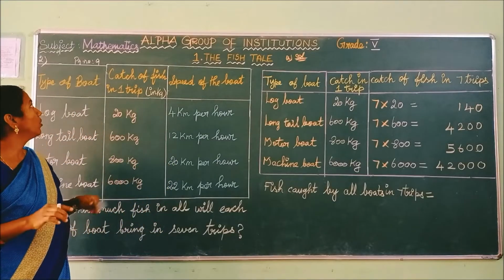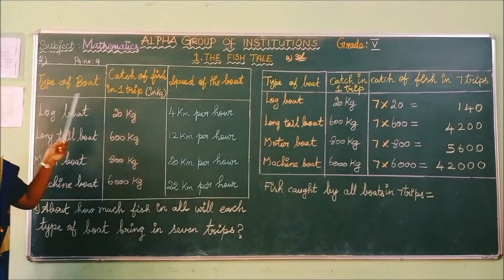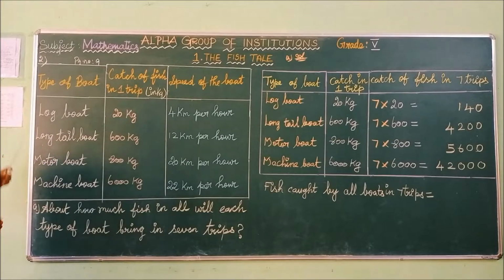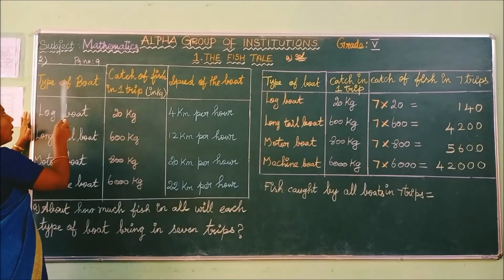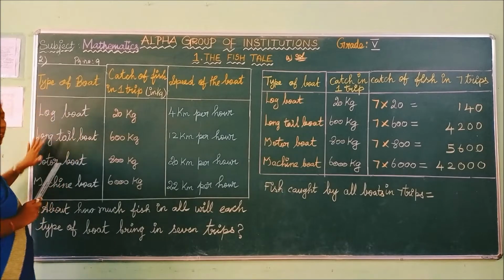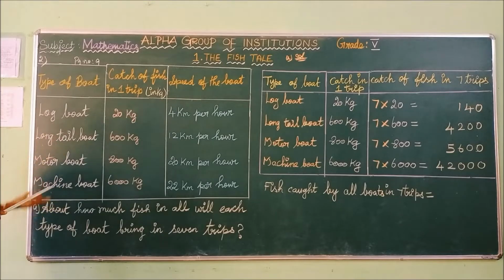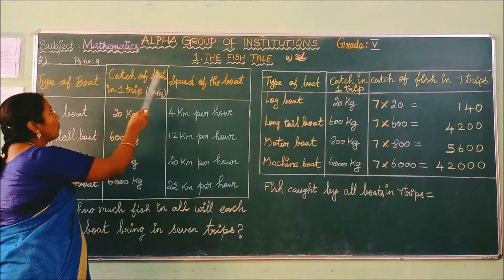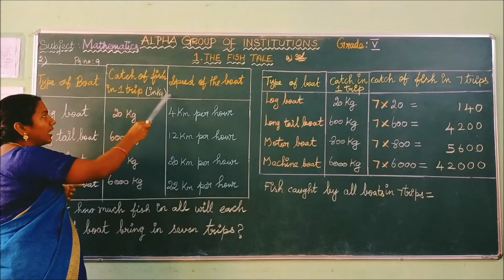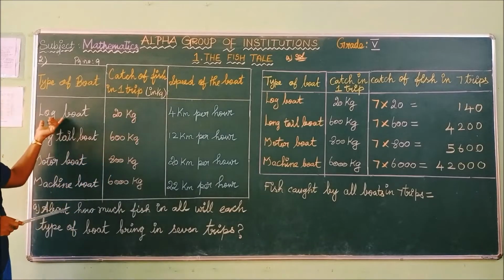Next, children, we are going to see another word problem. In your maths book, we can see this problem on page number 9. Okay. See here, in the question, they have given one table column. Observe this table column. See here, children. Type of boat. So in this column, they have given the names of the types of boat. And then catch of fish in one trip in kg.